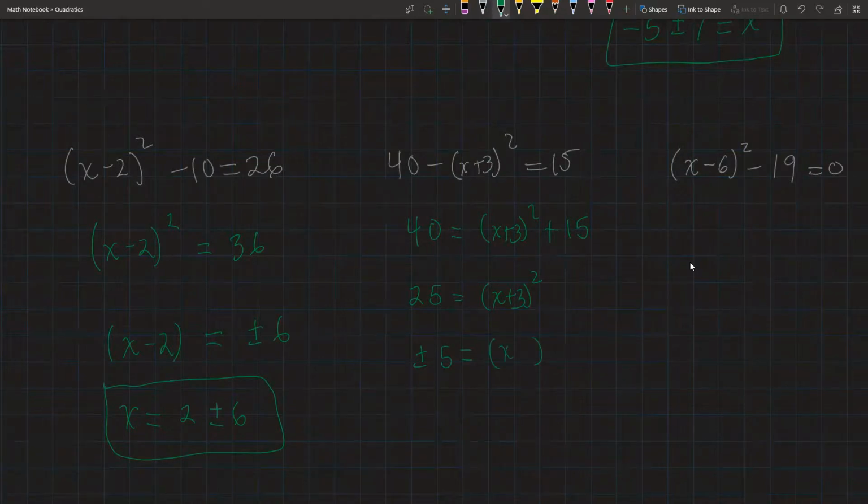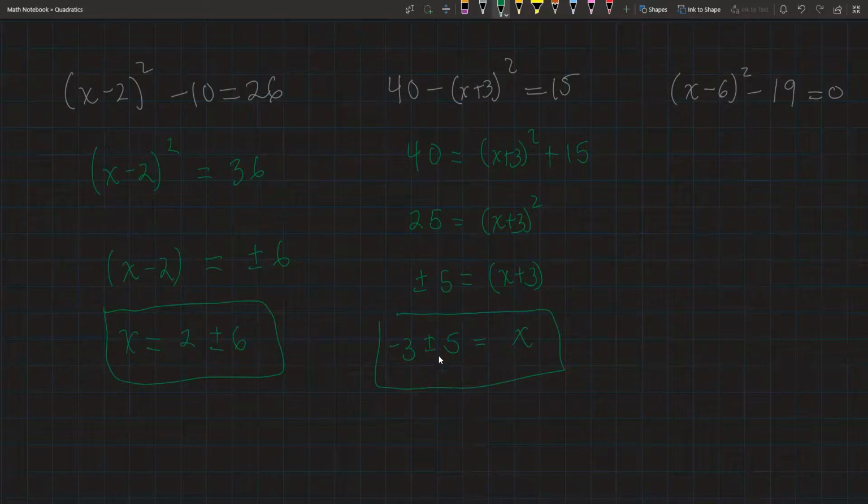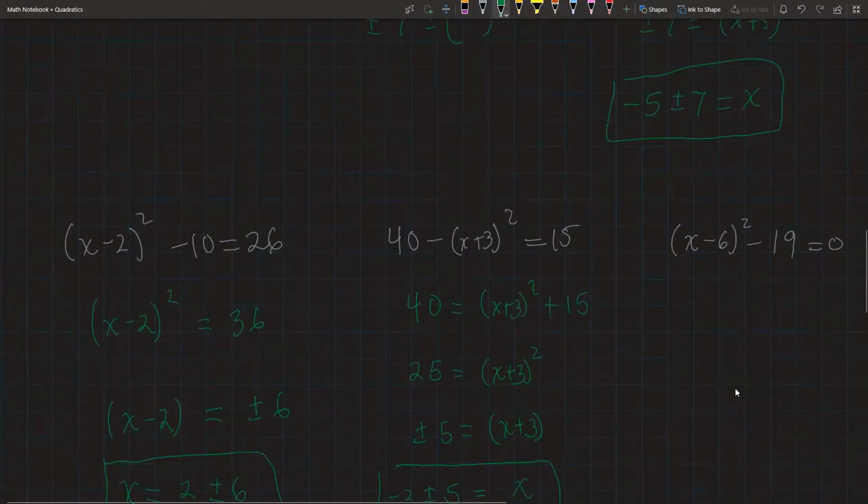Don't forget, what's the something? And last step. There it is in represented form. Negative 3 plus 5 should give us a 2. And negative 3 minus 5 should give us another solution of negative 8 if you're checking.